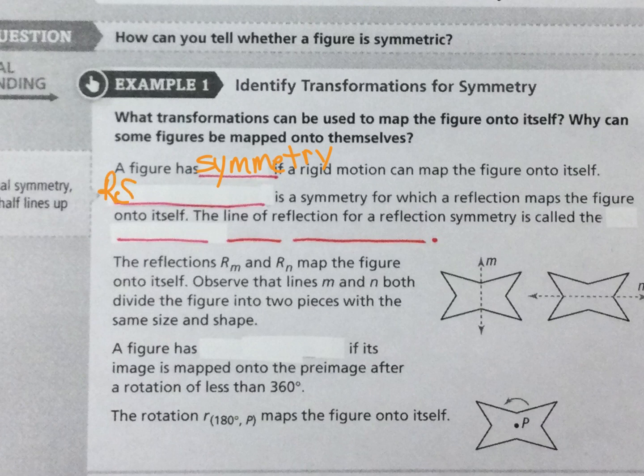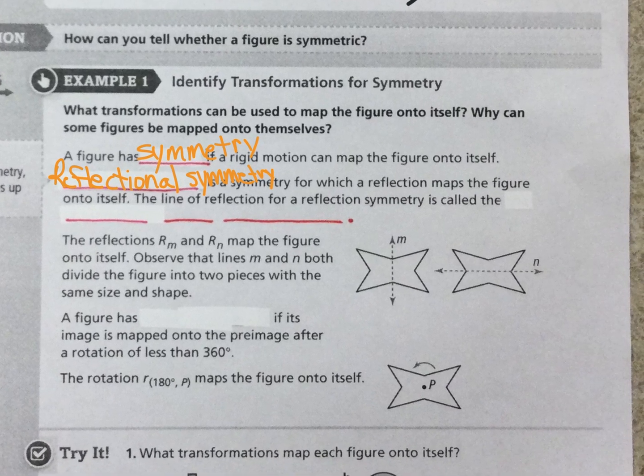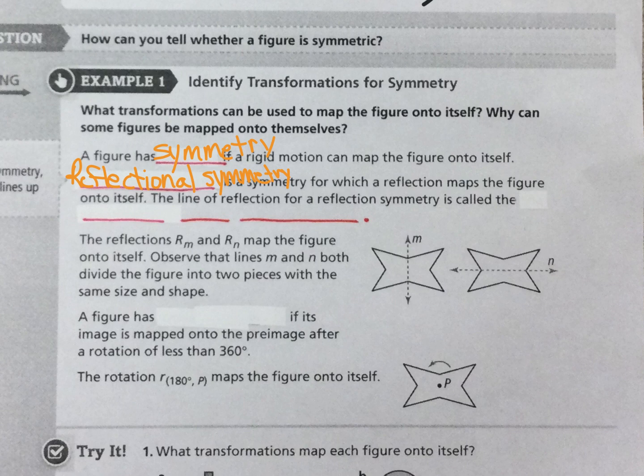Reflectional symmetry is a symmetry for which a reflection maps a figure onto itself. The line of reflection is called the line of symmetry. And it's kind of like reflection, just reflecting something over the line, half of the shape.